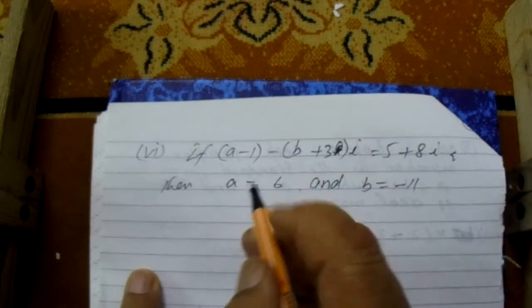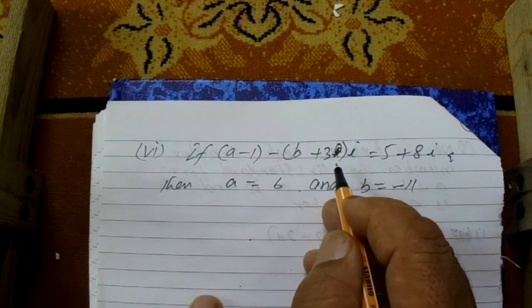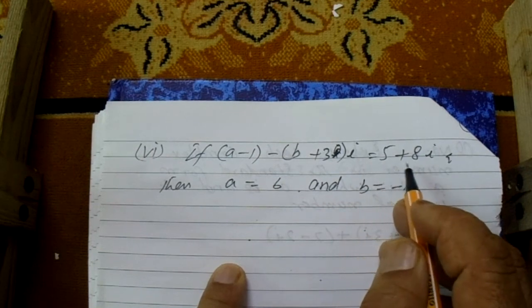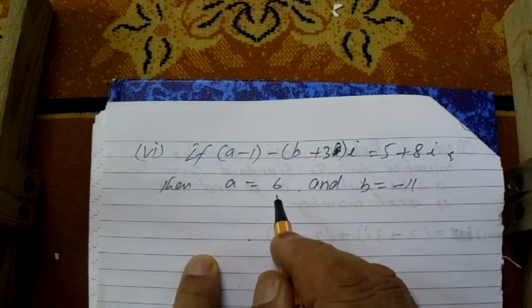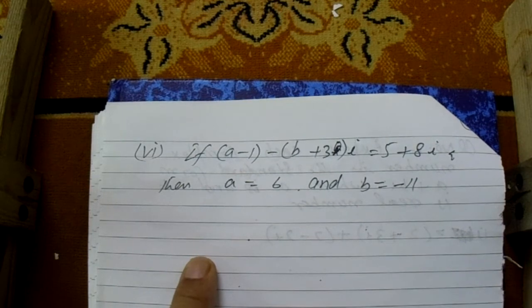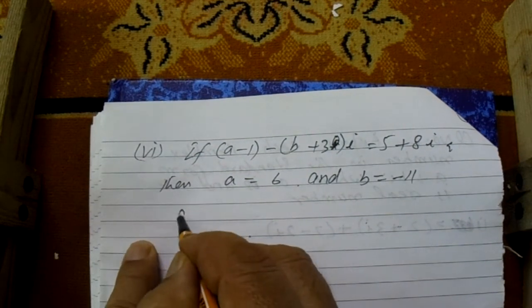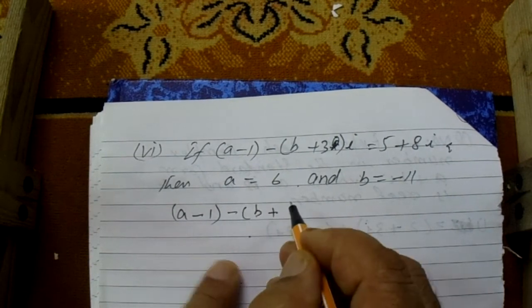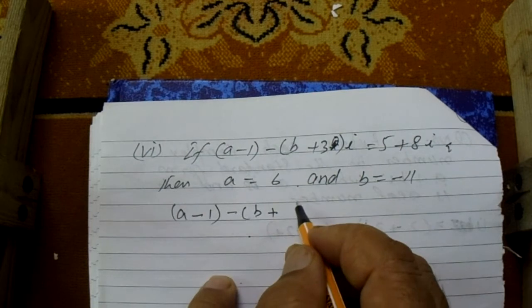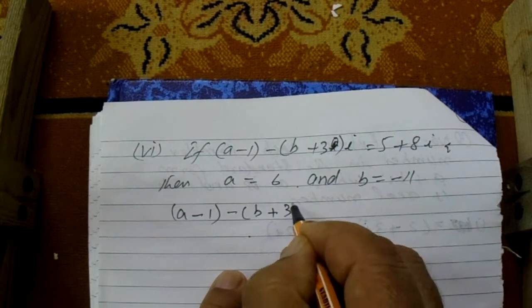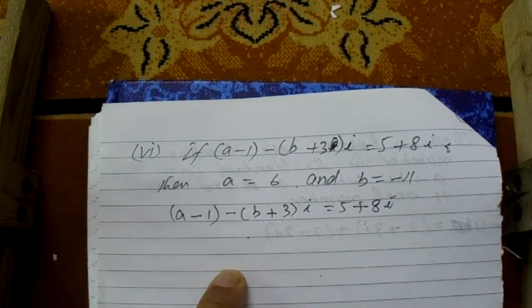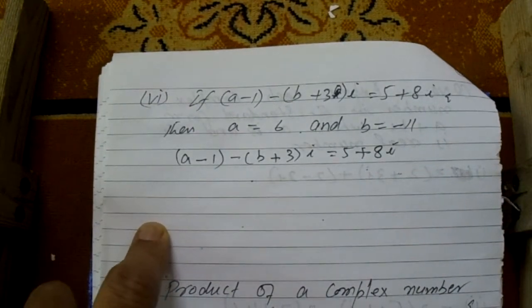Now write the sixth part of this. If a minus 1 minus b plus 3 in iota is equal to 5 plus 8 iota, then a is equal to 6 and b is equal to 11. Now a minus 1 minus b plus 3 iota is equal to 5 plus 8 iota. Now we solve these sides and then we will compare.